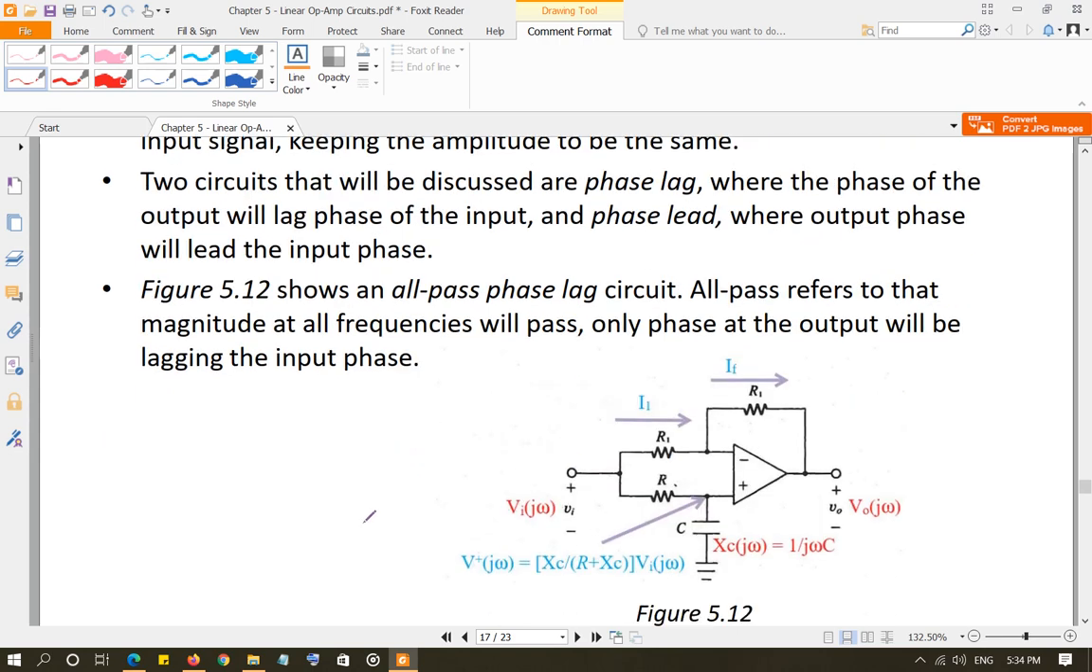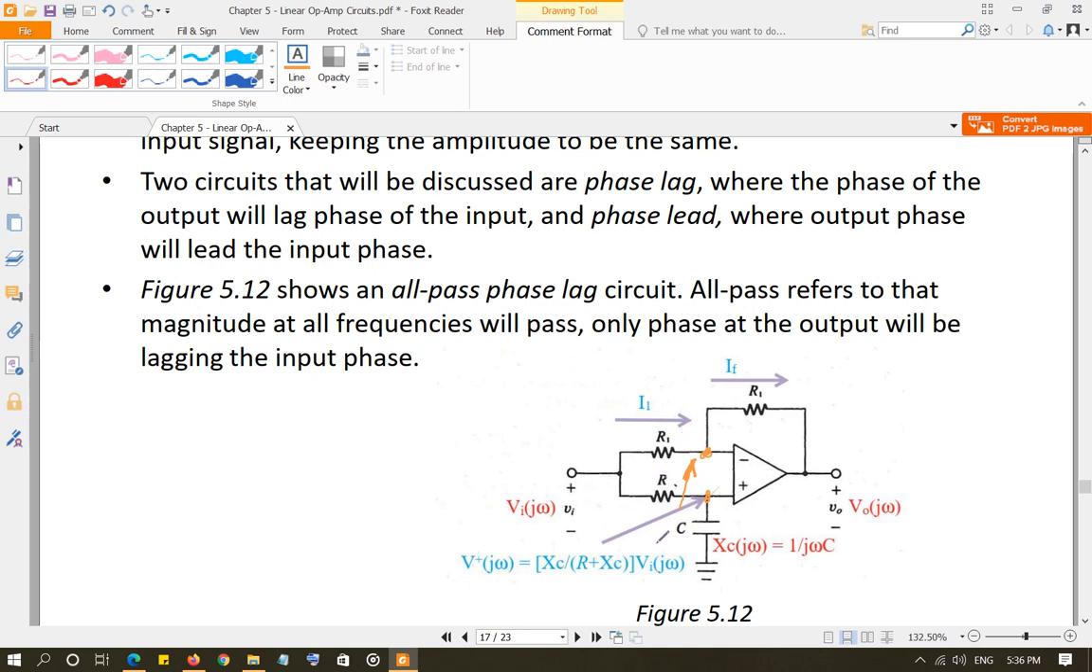So let's look at the circuit. This is the circuit. These resistors are the same, R1 and R1, and this is R and this is C. So we go ahead and convert this circuit into the phasor form. We determine the voltage at the non-inverting input, which will be through the voltage division between R and C. So that voltage is V positive of j omega is Xc over R plus Xc times the input voltage, right? That's going to be the voltage here, and whatever voltage is here is going to appear over here as well.